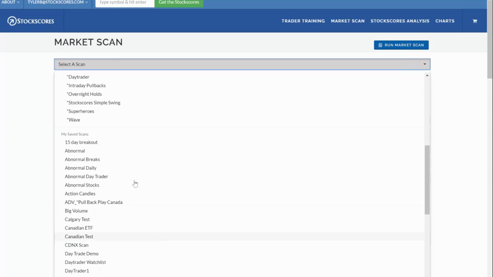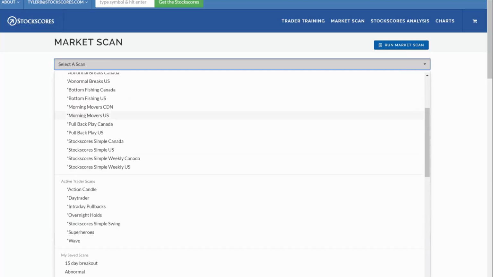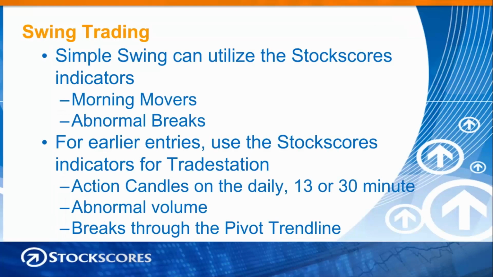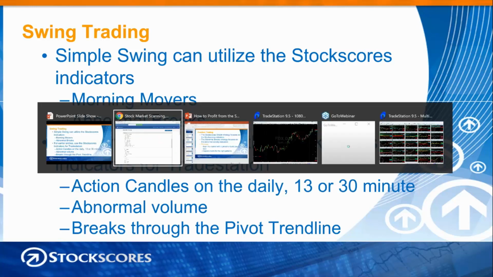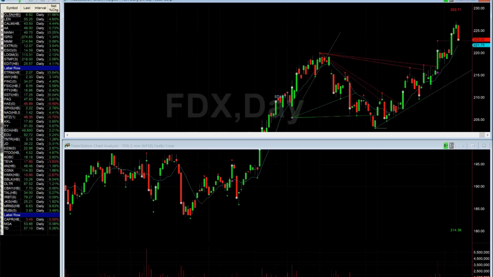You can also run the simple swing strategy, which is right there. These are presets that correspond to a strategy that's explained in the Education Center. I'll talk about that in a moment. Now, if you want to be even more aggressive, more short-term, then you can use the Stockscores indicators I've created for Tradestation, looking for action candles on the daily, 13 or 30-minute chart. So let's go back into Tradestation, and I'll show you another way that I do this.